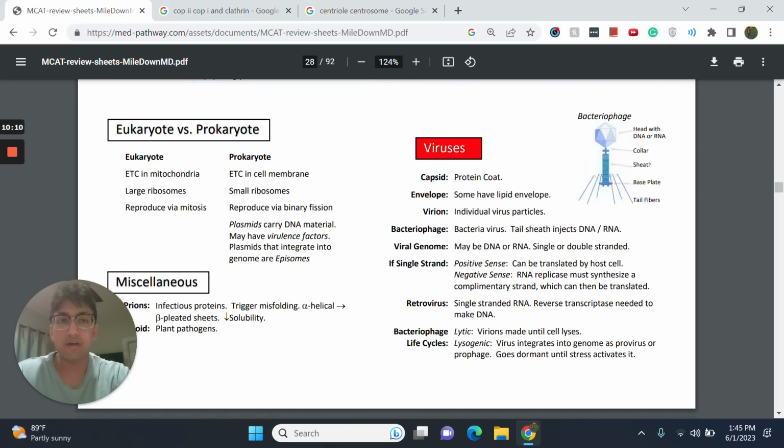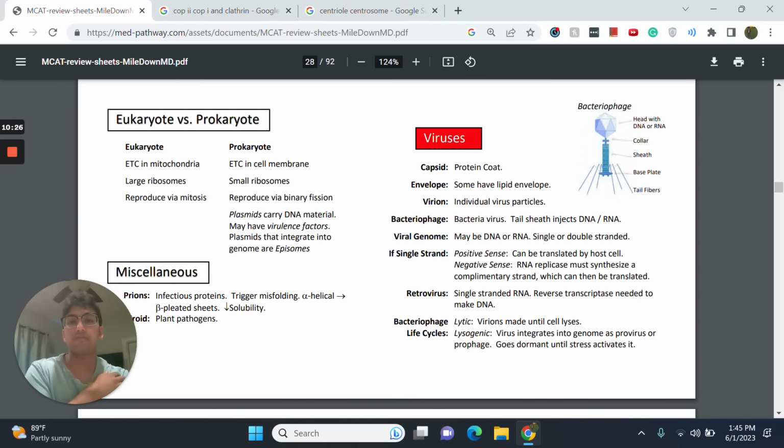Viruses. I really enjoyed studying viruses in my undergrad just because these things look really cool. Capsid is a protein coat. Envelope is just something that some viruses have. Virions are individual virus particles, so if you're talking about several virions, that's several virus particles, right? Bacteriophages are viruses that are specific to bacteria.